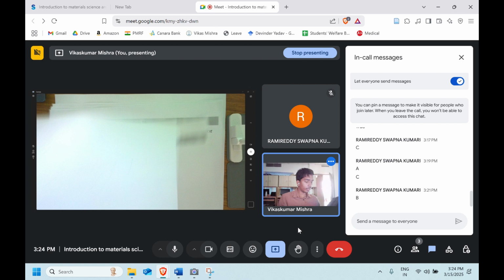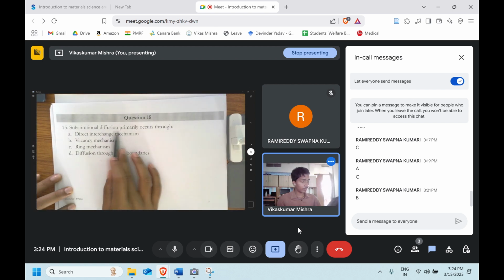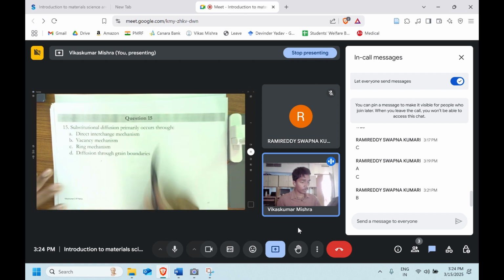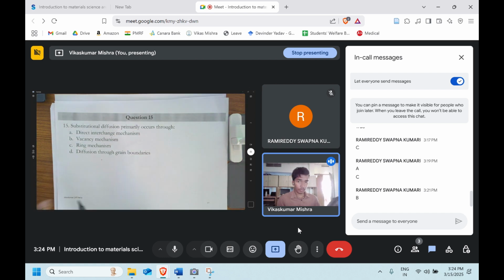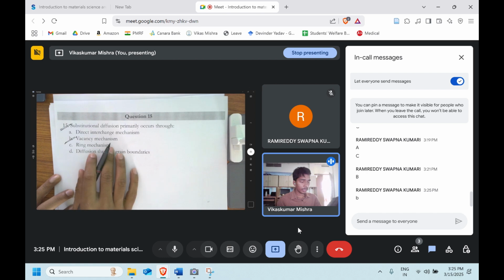Let's go to question number 15. Substitutional diffusion primarily occurs through... So now we are talking about substitutional diffusion. What is substitutional diffusion? Oh yeah, that's right. It's a vacancy mechanism. So 15 will be the vacancy mechanism.